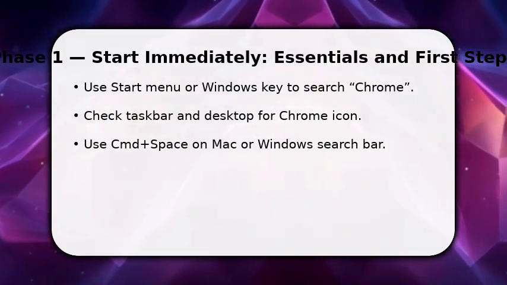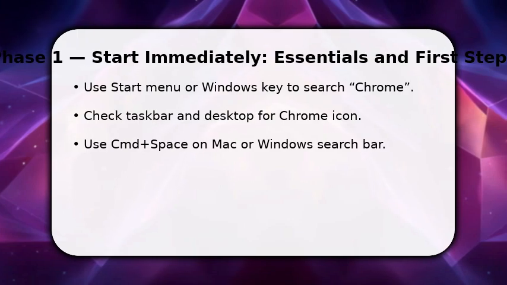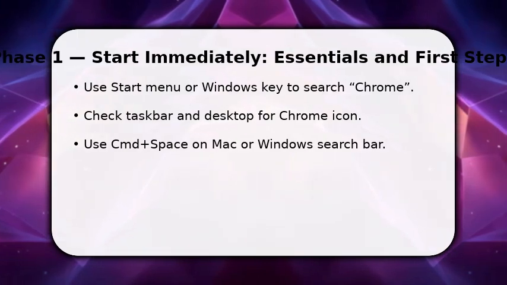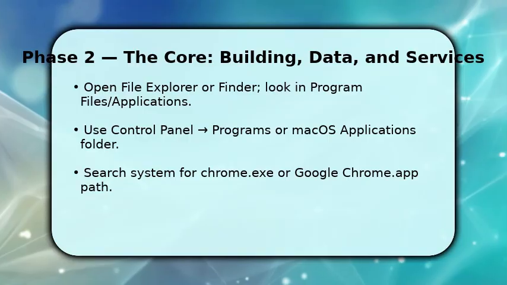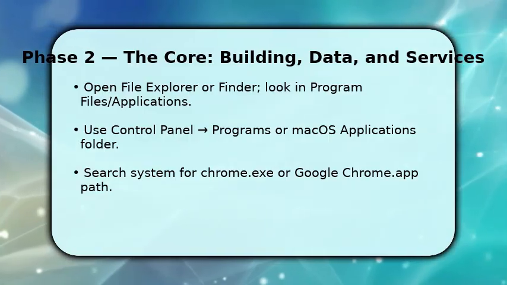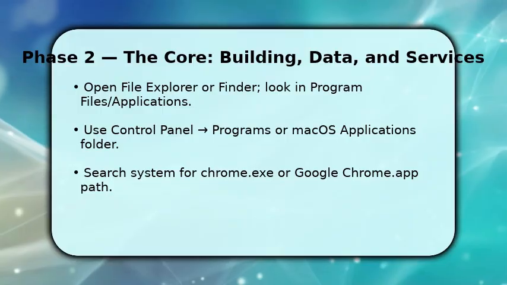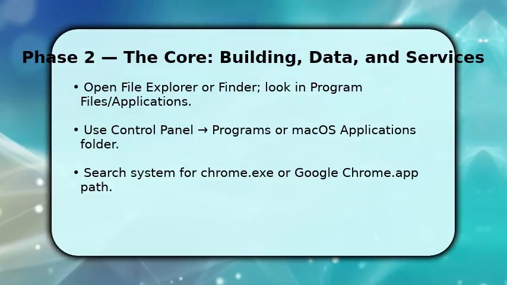You now look deeper if search didn't show Chrome. Open File Explorer on Windows and navigate to C:/Program Files or C:/Program Files (x86) and check for Google/Chrome. This reveals the executable path.